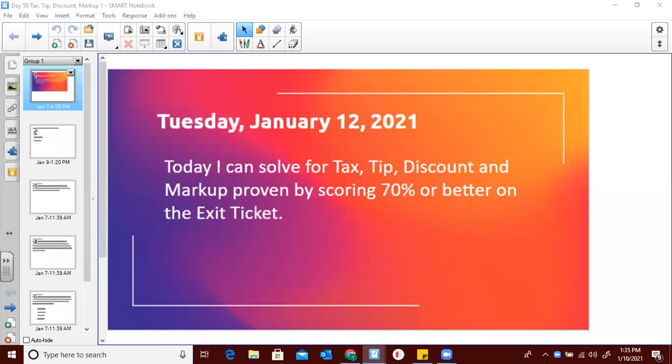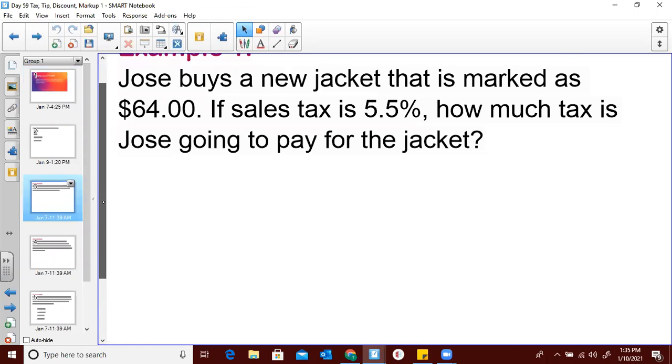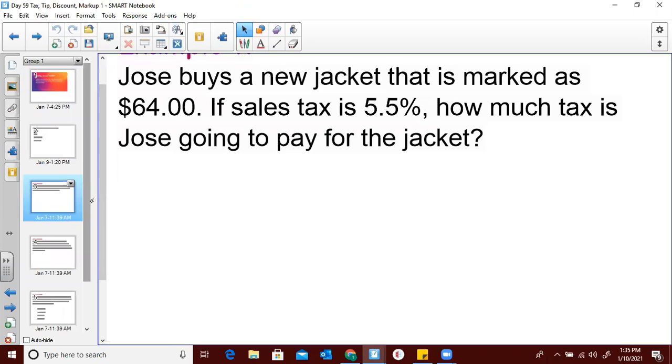All right, so today we're going to be talking about tax, tip, discount, and markups. Jose buys a new jacket that is marked up as $64. If sales tax is 5.5%, how much tax is Jose going to pay for the jacket?